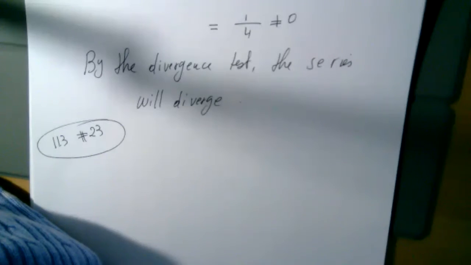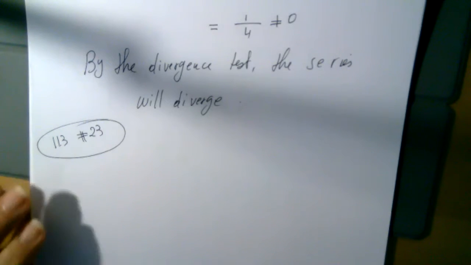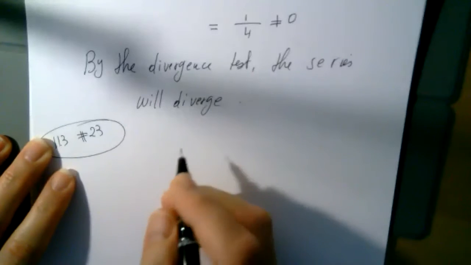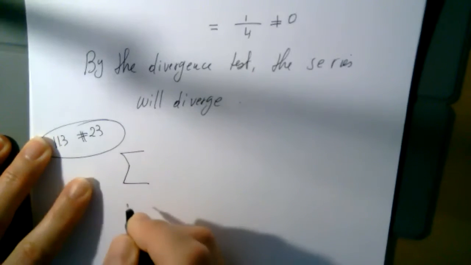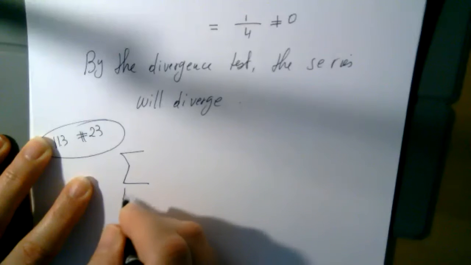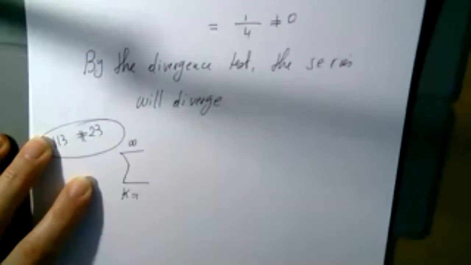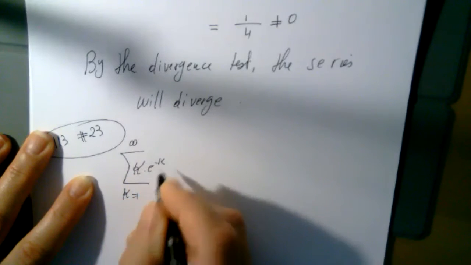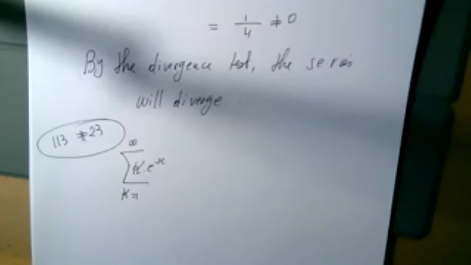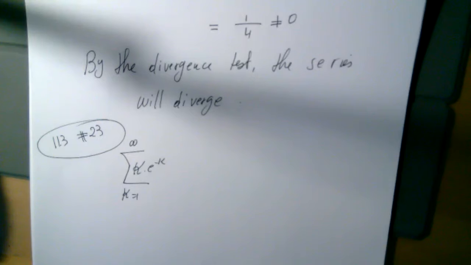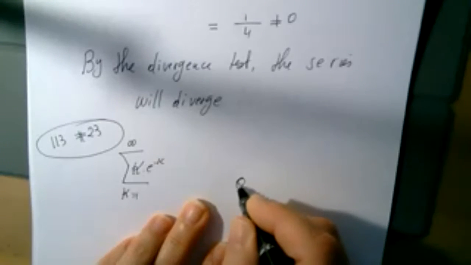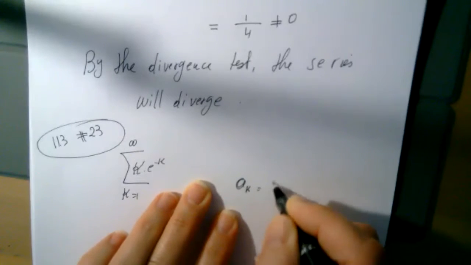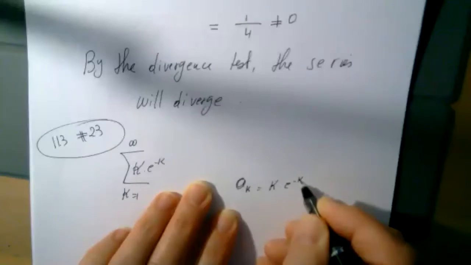Number 23. All right, so here we have the following series: sigma k equals 1 to infinity of k times e to the minus k. And the question is, does the series converge or diverge? Now, we rule out geometric. This is not geometric. And the general term here, so they use k, so I'll write a_k is k times e to the minus k.